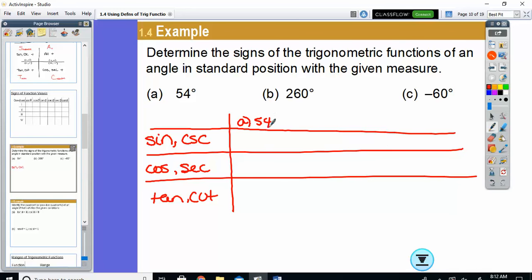So, first one I'm asking is for 54 degrees. What quadrant is that in? Quadrant 1. So if we think about all students take calculus in quadrant 1, what do we know? All of these are positive.